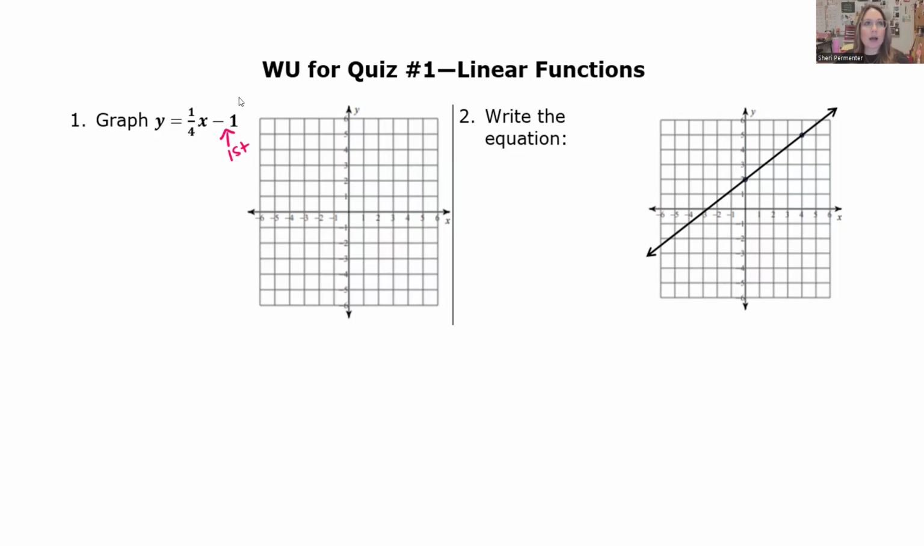I'm going to go along the y-axis, and I'm going to plot a point at -1. Positive numbers go up, and negative numbers go down, so -1 is right here. I go plot a point. From here, I'm going to apply the slope. So the slope is 1/4. That's what I'm going to do second.